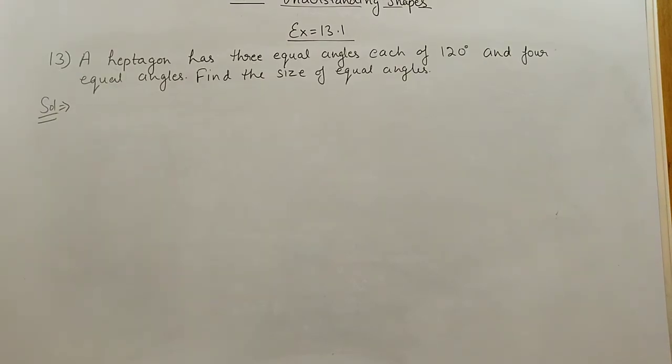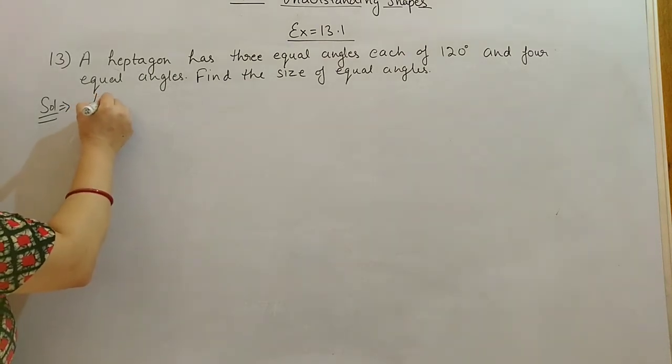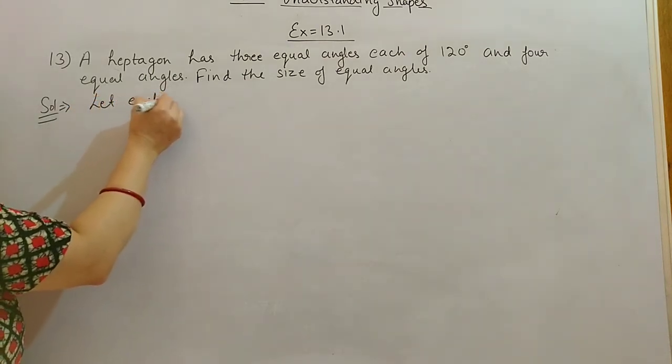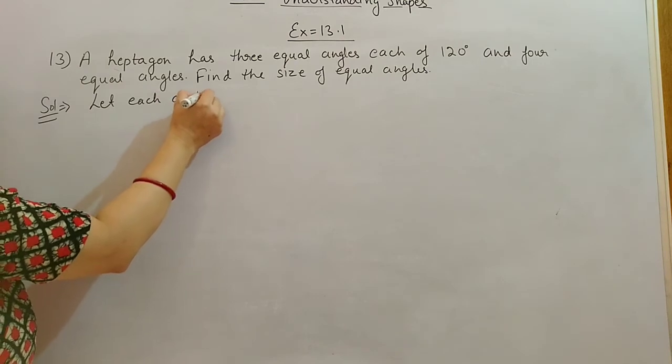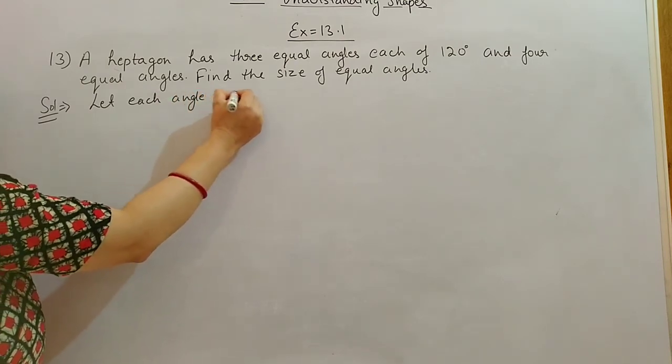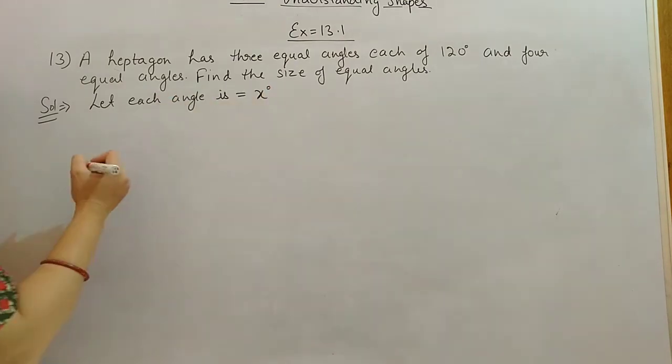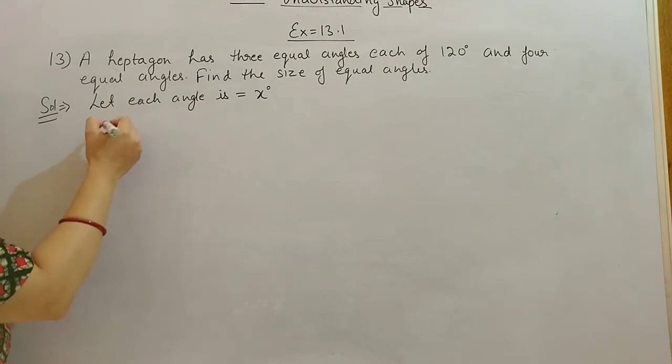Next, question number 13. A heptagon has 3 equal angles each of 120 degrees and 4 equal angles. Find the size of the equal angles. Heptagon means a total of 7 angles, and 3 angles are 120, 120, 120. The other remaining 4 are equal. So let each equal angle be x degrees. Then we will use the angle sum property.